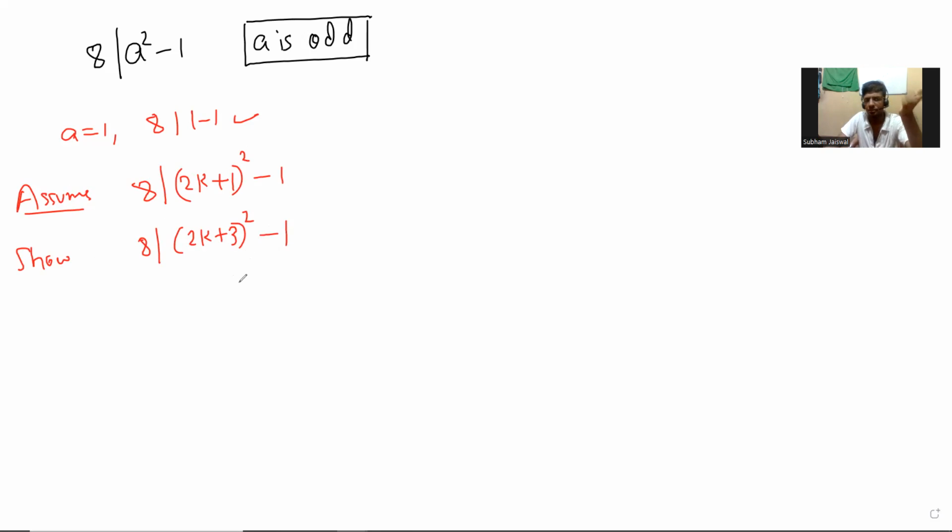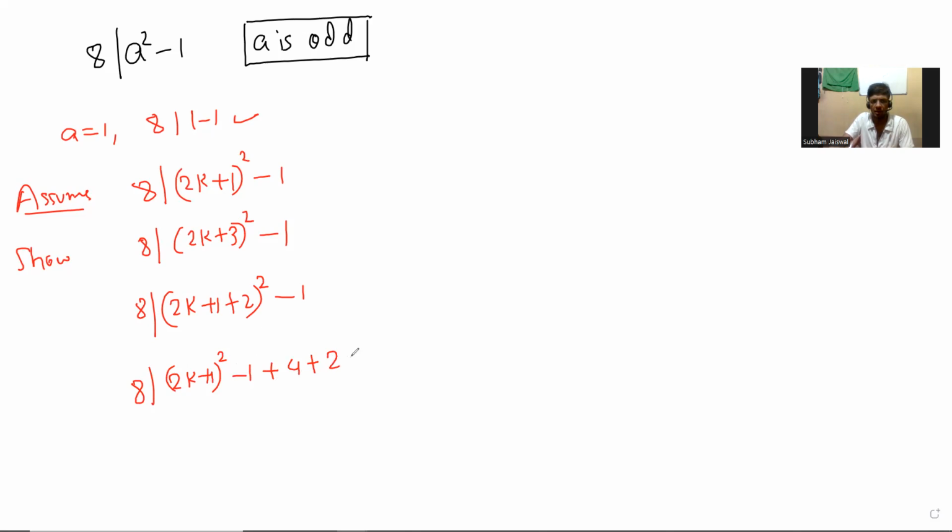right? So how do we do this? So we can just try to expand this. 2k plus 1 plus 2. So to use the previous case, to use what we have assumed, right? So what is it that we have to show from here?